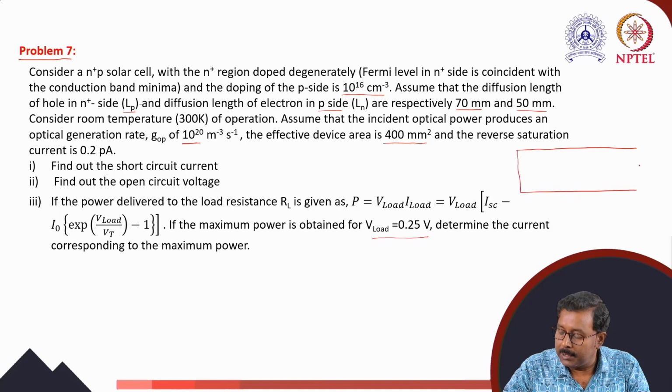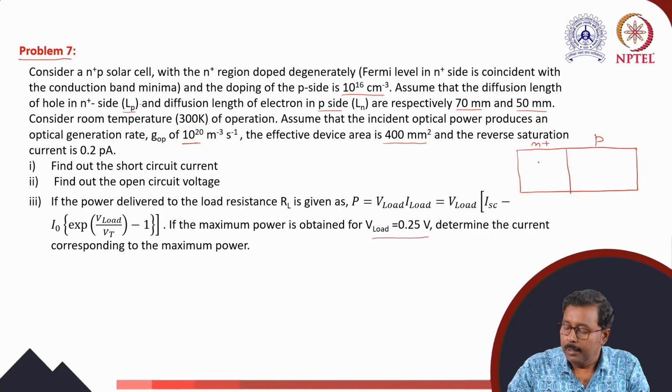This is an asymmetric junction. This is N plus, this is P. Light is incident from this side, suppose.